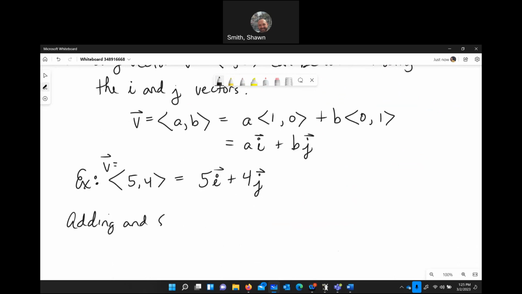So adding and subtracting vectors algebraically.